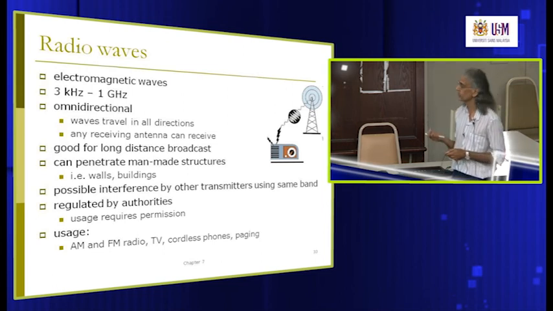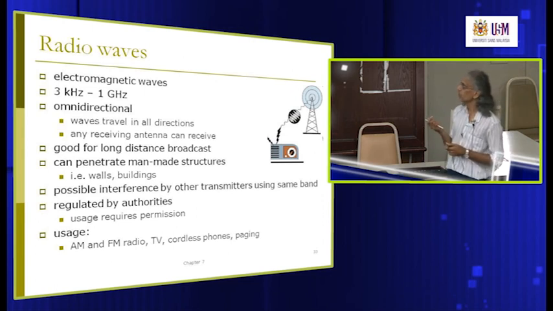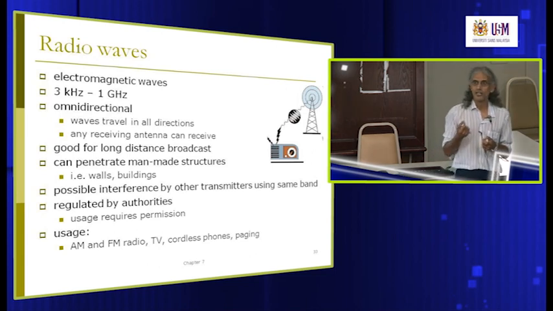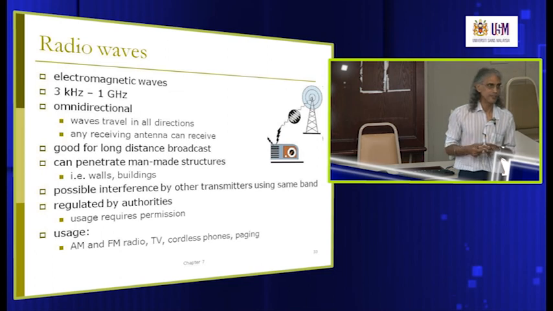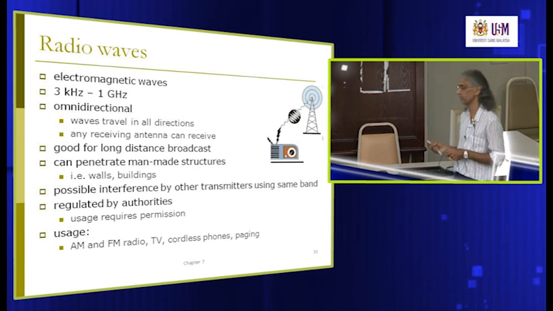So that's why we require some kind of authorization or permission. If you need to transmit in radio waves, you require permission from the authorities. You have to apply to the regulator, for example, saying I want to transmit my data in this particular frequency, whether it's available or not. If someone is using it, then you cannot use it. That's the idea. So we use it for radio, TV, paging and all those things.